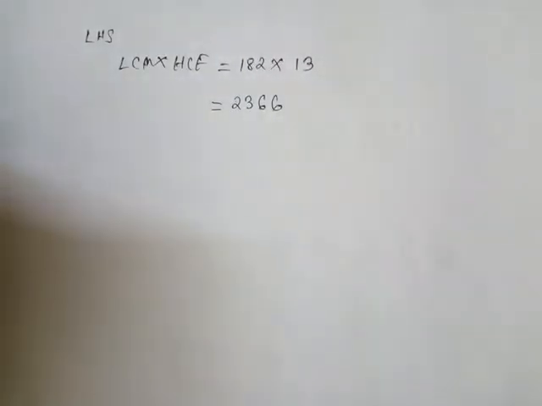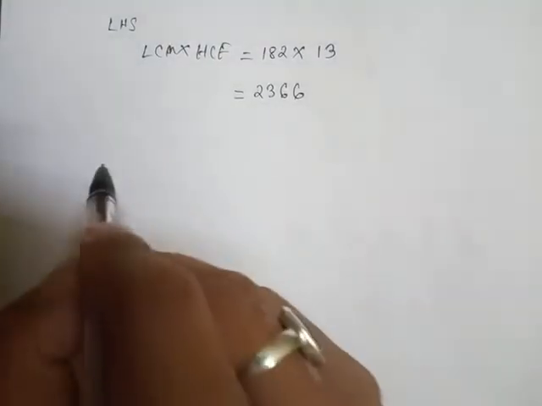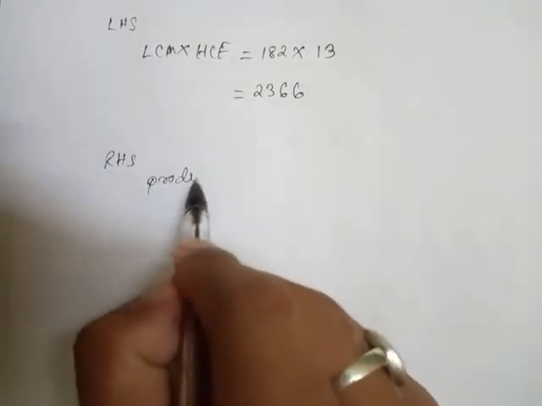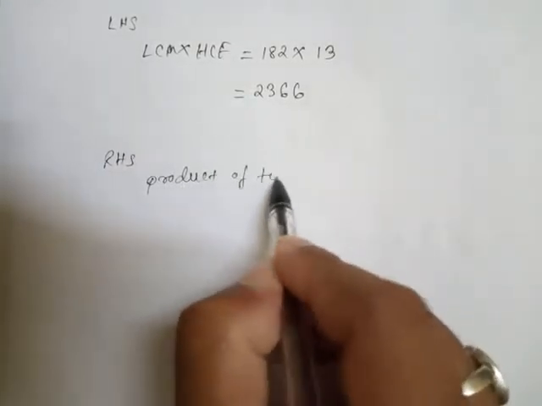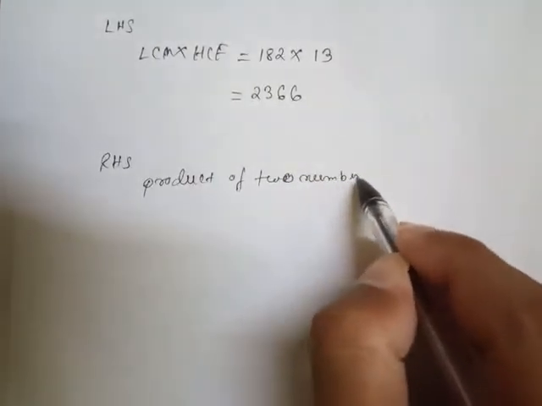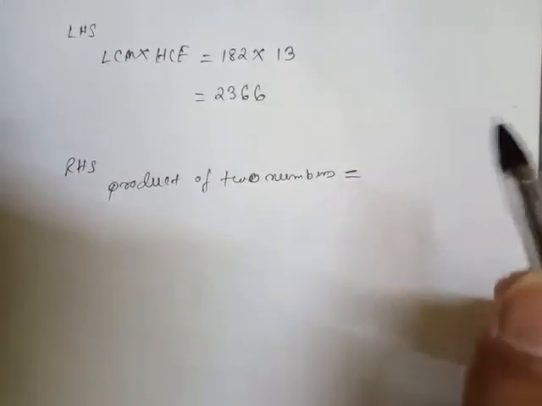This is the LCM into HCF, which means LHS. Now we'll do the RHS, which means the product of two numbers. Now let's have a look at the next part, RHS. Here we'll write, students, RHS, and we'll write that product of two numbers. Now look here, students, after that product of two numbers, what is the number given here?